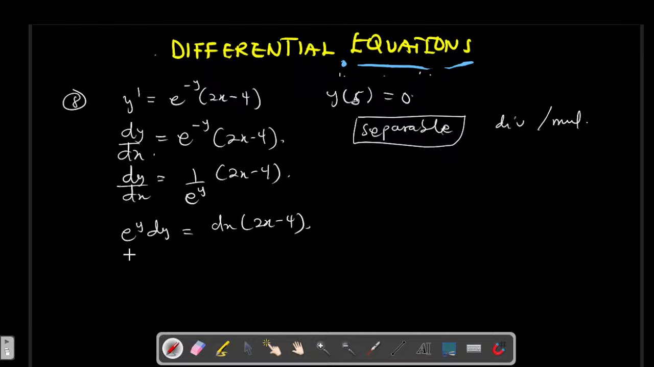So what do I do? I need to integrate, okay? I need to integrate on both sides. So the integral of e to the power y dy should be equal to the integral of 2x minus 4 dx. We are going to do it sideways. On the left-hand side, if you have the integral of e to the power y dy, what's the answer?